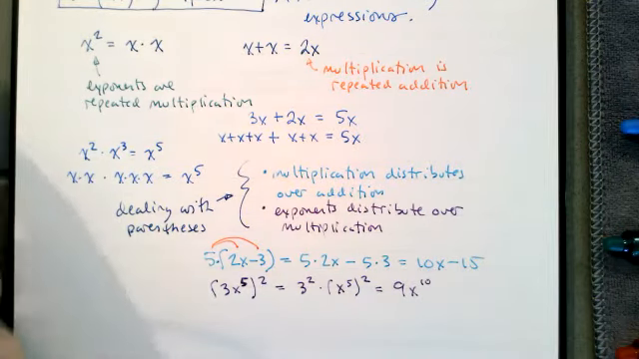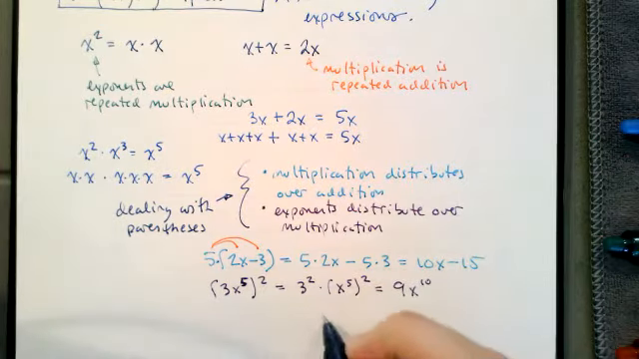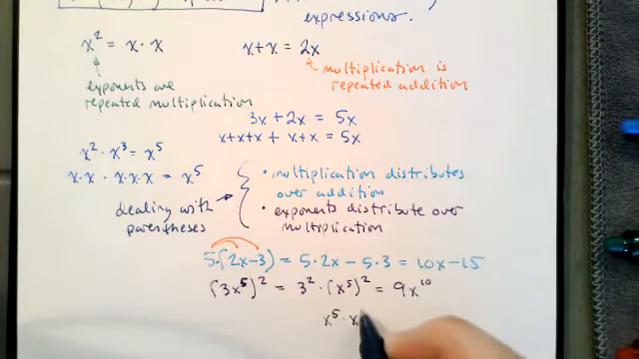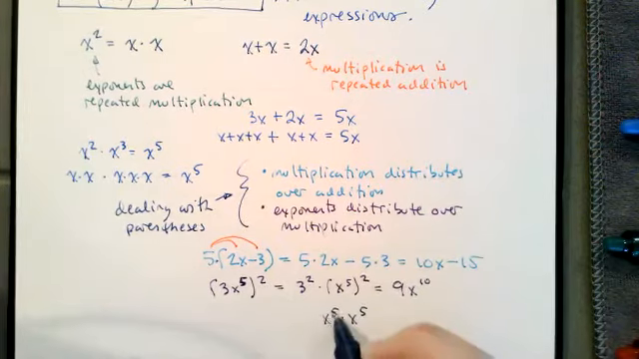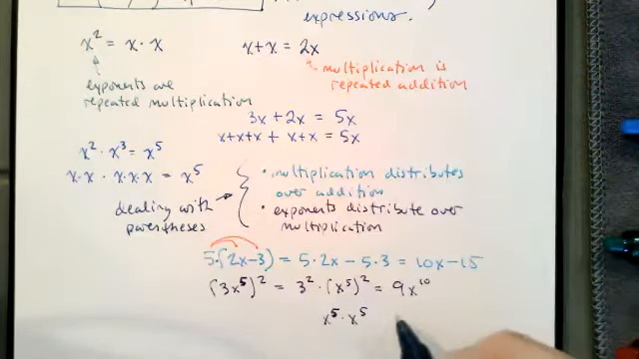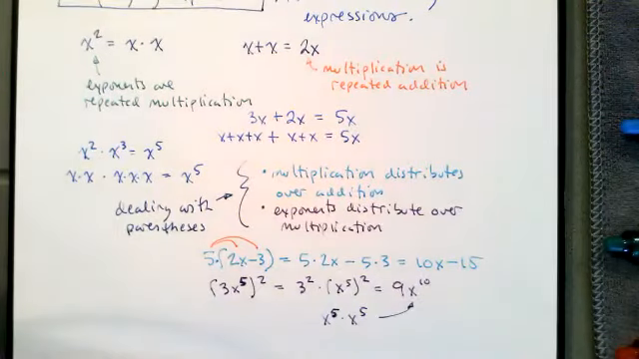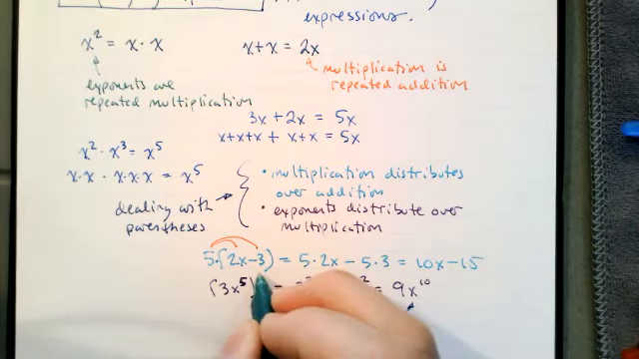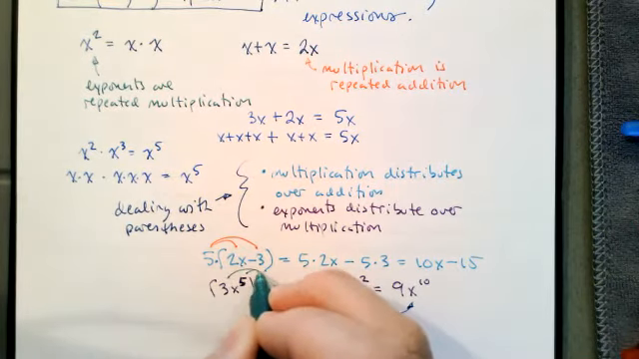X to the 5th squared literally means x to the 5th times another x to the 5th. 5 x's and another 5 x's, we're multiplying 10 x's. We can get away with saying 5 times 2 is 10, but what it means is that there's an x to the 5th times another x to the 5th. That's why it's an x to the 10th. And the exponent is distributing over the multiplication.